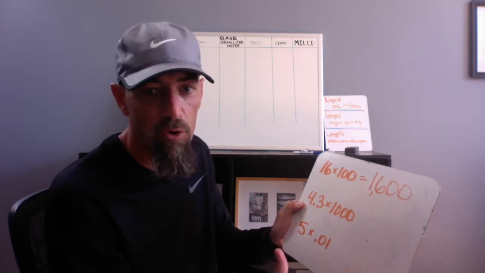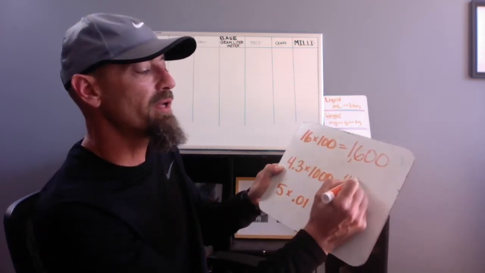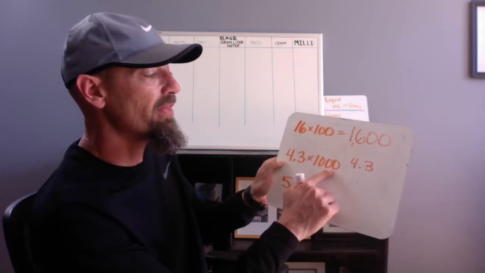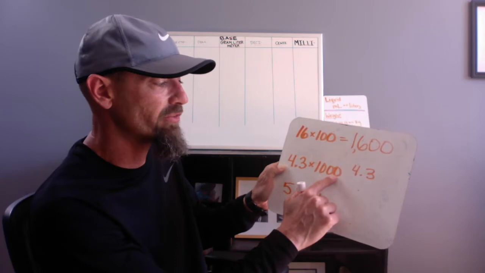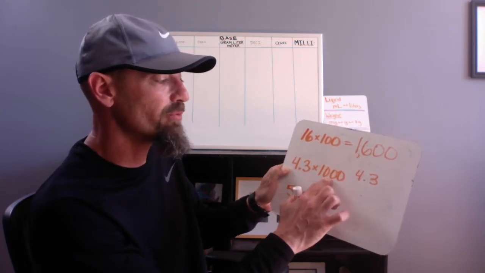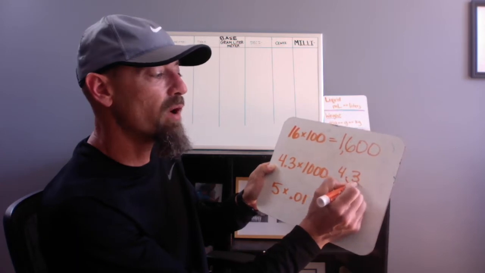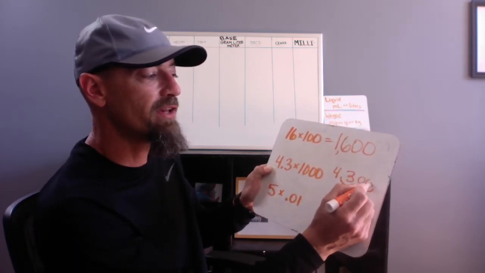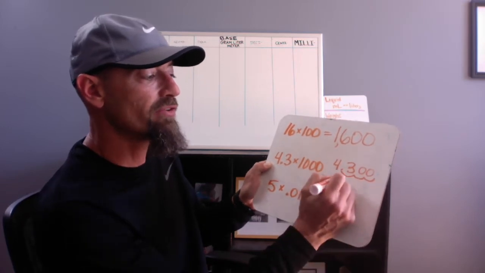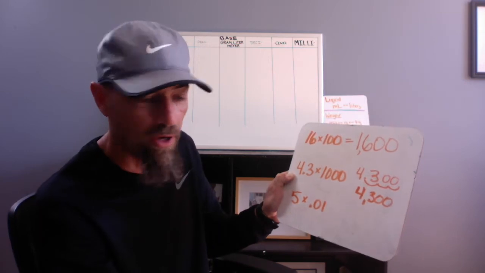So now we've got 4.3 times 1,000. Now if I have 4.3 and I multiply by 1,000, I want to move my decimal place 1, 2, 3 spots to the right. We're going the same number of spots as the number of zeros we have. So if I move this to the right once, I now have to go 2 and 3 times and fill in with zeros, and our answer is 4,300. There we go.